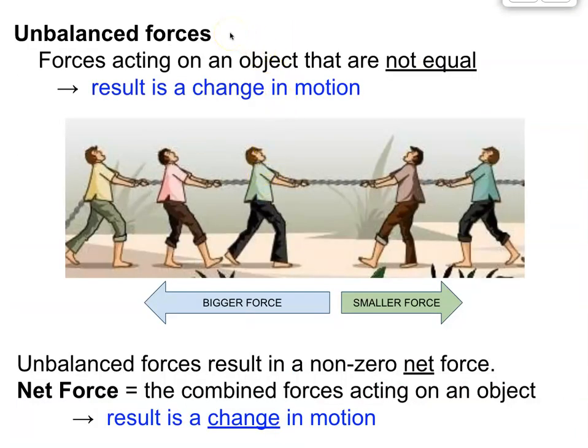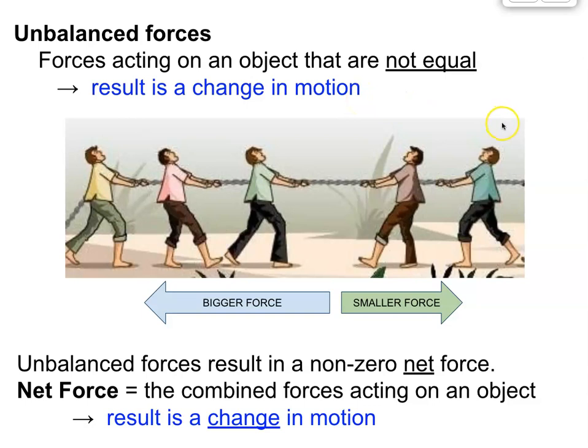Our second example is going to be when forces are not balanced, and we call these unbalanced forces. Unbalanced forces acting on an object are not equal, and this results in a change in motion.